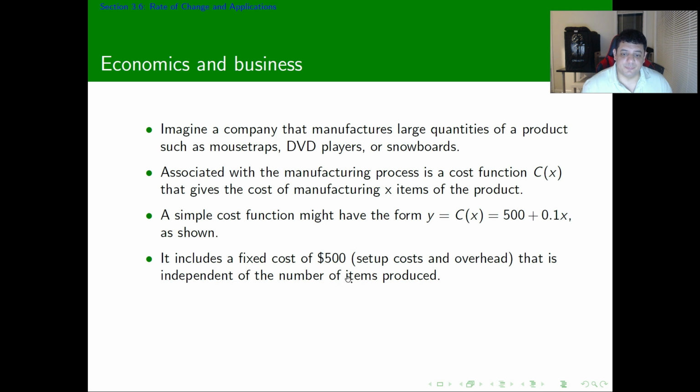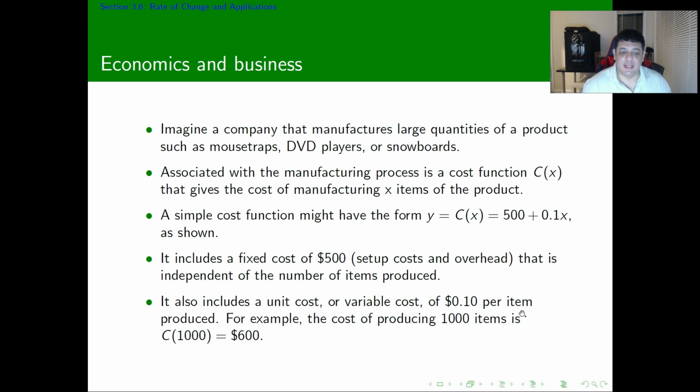Now, the fixed cost is independent of the number of items produced, and the per unit cost, which is the variable cost here, is giving you 0.10 dollars per item produced. So the cost of producing 1,000 items is going to be 600, because this is going to give me 100, and then plus 500 more, you get the 600.